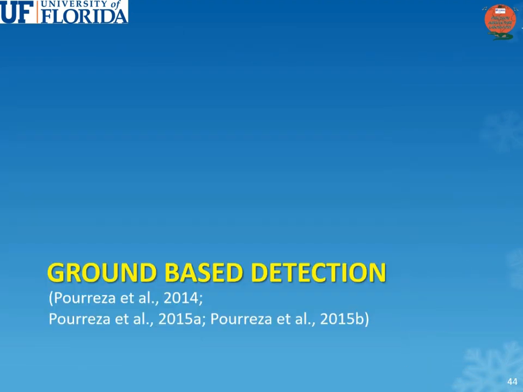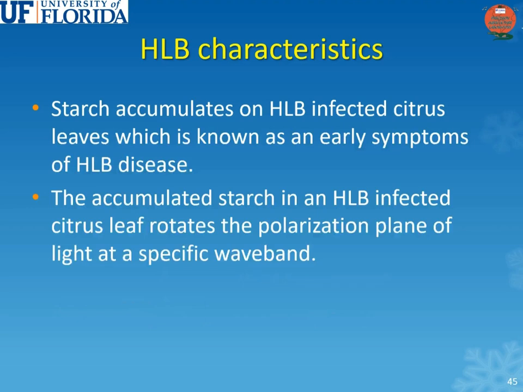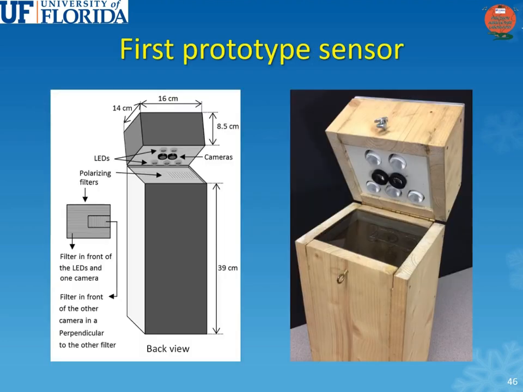Yeah, and we also developed ground-based sensors. You all know the HLB effect is that the trees accumulate starch. And starch has a characteristic of rotating light, which means that if you shine the light in one direction, then the rotated light is 90 degrees from the original direction. So using that characteristic, we developed a polarized imaging system. And here is the picture of the first prototype.